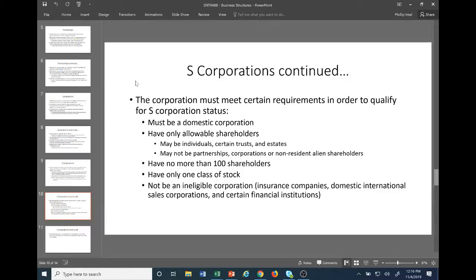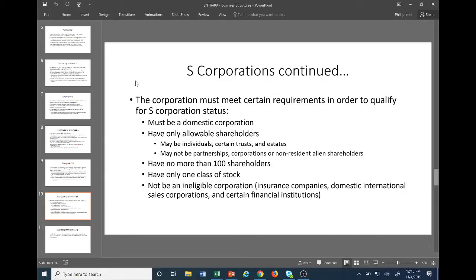Obviously, the corporation must meet certain requirements in order to qualify as an S corporation. It must be a domestic corporation, have only allowable shareholders, so it can only be individuals, certain trusts, and estates, and it cannot be a partnership, a corporation, or a non-resident alien shareholder. So the characteristics of the shareholders are very important when wanting to be a shareholder of an S corporation.